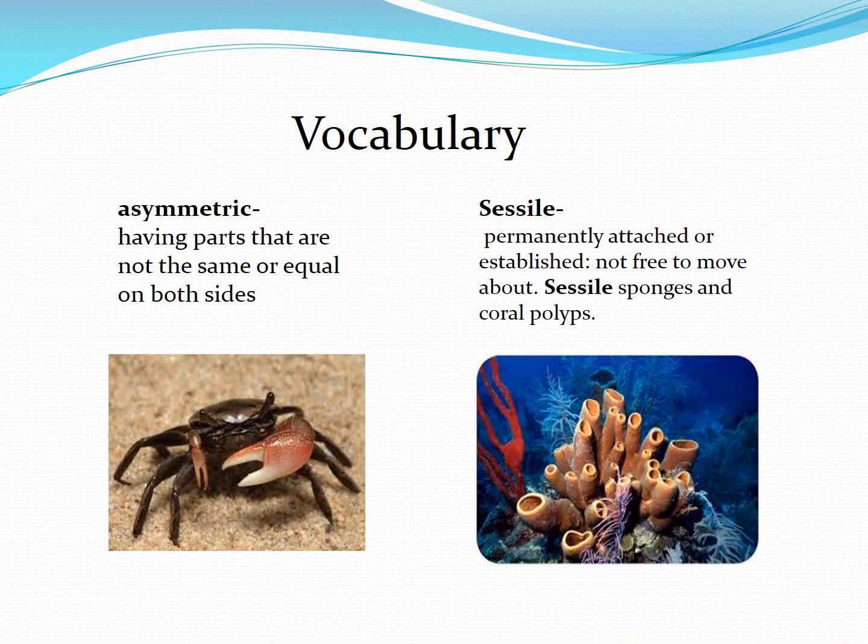Two more vocabulary words. Asymmetric. Asymmetric means having parts that are not the same or equal on both sides. So my little crab friend here has a very large claw on one side and a very small claw on the other. So he definitely doesn't have parts that are the same or equal on both sides. The term sessile refers to, for example, a sessile sponge or a sessile coral polyp. That means they're permanently attached or established. They're not free to move around or about.